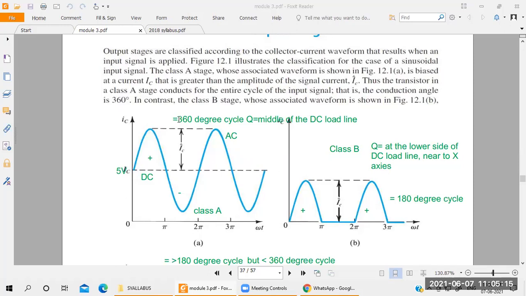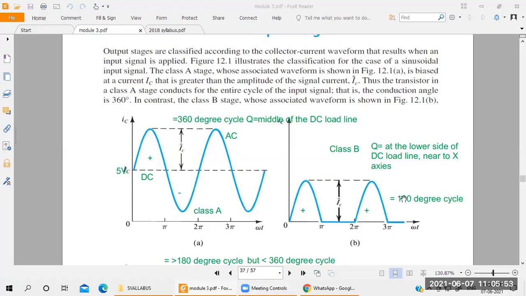360-degree cycle means that when you come to the DC load line, you have to take the RL. In the BJT, the Q point is located at the middle of the DC load line. Suppose you plot the DC load line for the Class A amplifier; here you take the biasing point. You have to place the biasing point at the middle of the DC load line. From that we can generate the full cycle for the Class A amplifier. Remember this: Class A means there is a full cycle, that is a 360-degree cycle, because the Q point is at the middle of the DC load line.